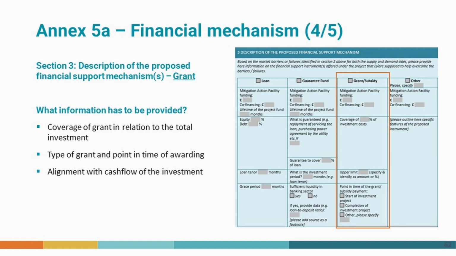Slide 4. Moving on to grants, the last mechanism already provided in the template. Here, you are asked to specify the level of coverage as a percentage of the total investment costs that the grant will provide, and the maximum level that said coverage is expected to reach. Additionally, the type of grant or subsidy offered and the point in time in which it will be awarded are to be specified. As it was the case with loans, you are asked to indicate how the grant aligns with the cash flow of the investment.